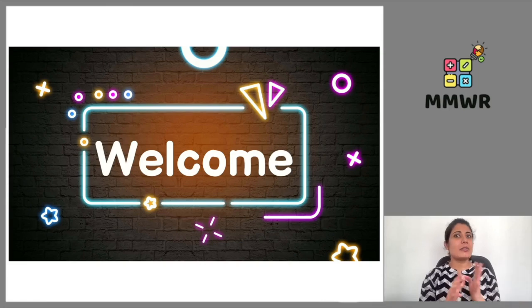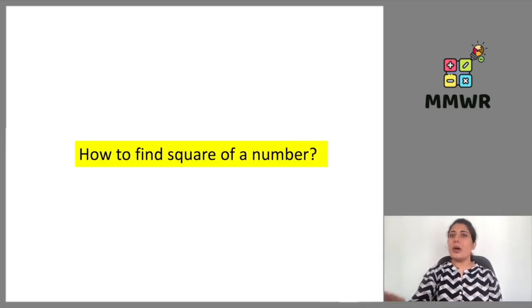So in last session we have seen how we are going to multiply a number by 11. In today's session again we are here with a new trick which is going to save calculation time, which is nothing but how we are going to find the square of a number.